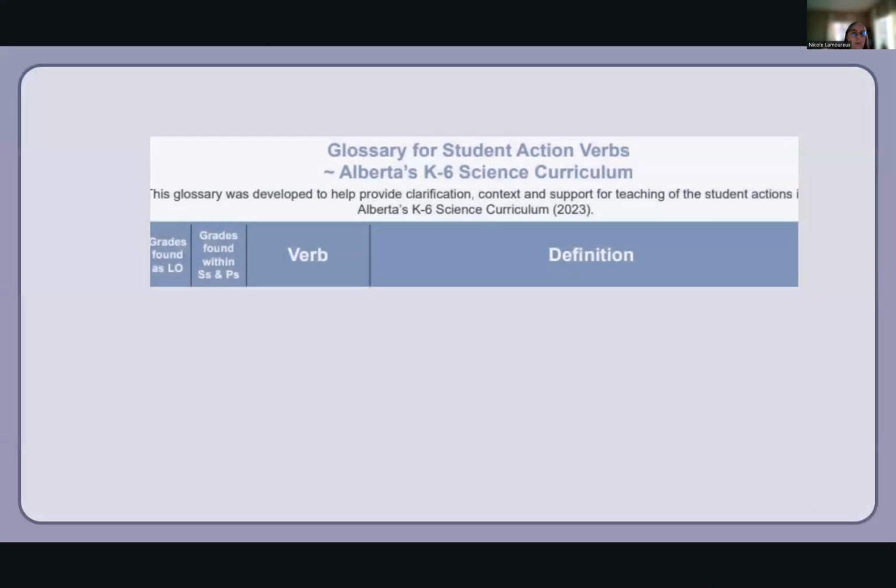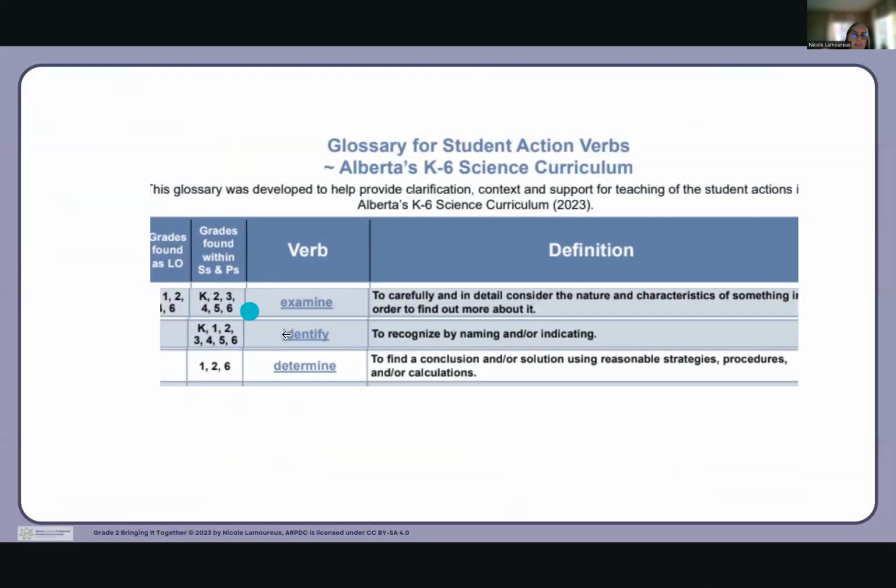So we need to know, what does that mean? We've already talked about examine, so I'm not going to. But we know identify is pretty straightforward. It's like name, verbally, written, match, recognize by naming or indicating. So that's what our students need to do. They need to recognize the sources of light by naming or indicating. Determine. It says conduct an investigation to determine how the path of light is affected. Determine is to find a conclusion.